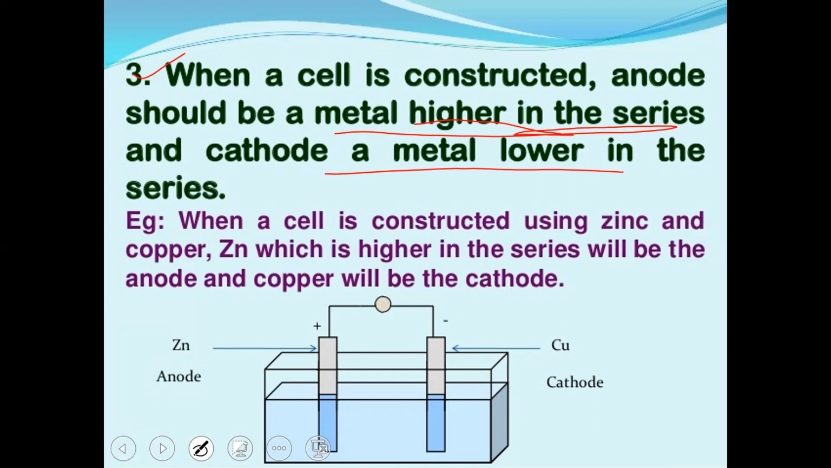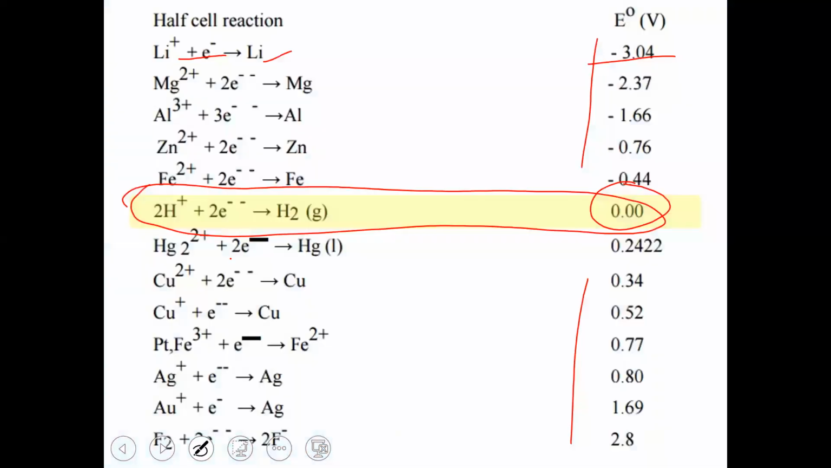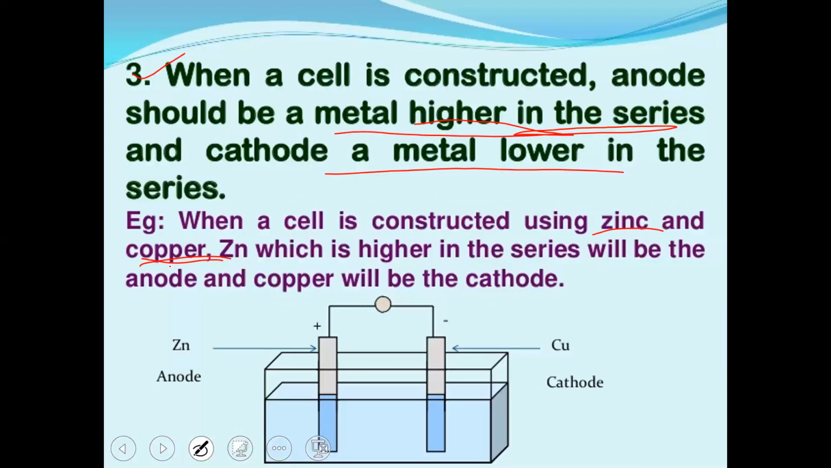For example, when a cell is constructed using zinc and copper, which will act as an anode and which as a cathode? That information it will give. Here zinc is higher in the series, and copper is below it in the series. So the zinc, which is higher in the series, will be the anode. That means zinc will act as an anode, and automatically copper will act as a cathode, because copper lies below in the series.